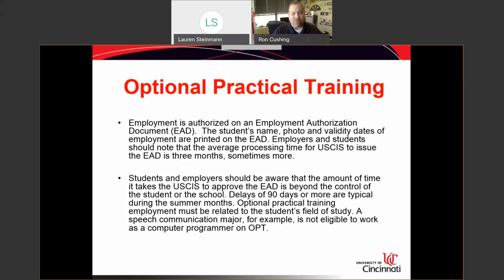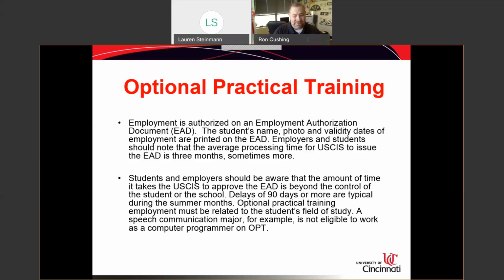Now, optional practical training is employment that is ultimately authorized by the Department of Homeland Security on what's called an employment authorization document. So it's going to have your name, your photo on it. It involves sending an application to the Department of U.S. Citizenship and Immigration Services, and it takes them on average a good 90 days or more to process the request. So the big thing you need to keep in mind is plan ahead.